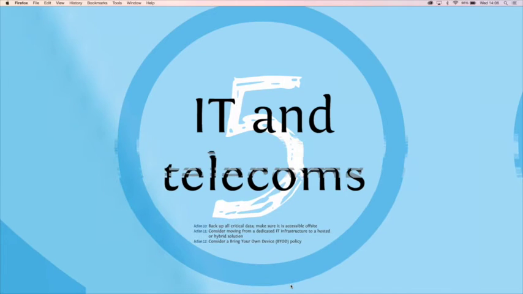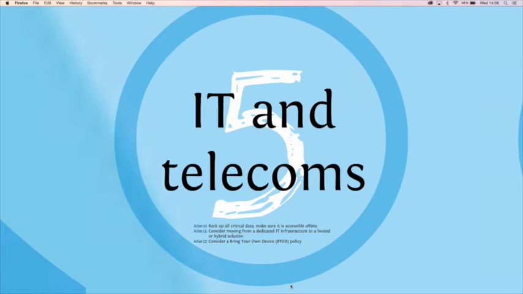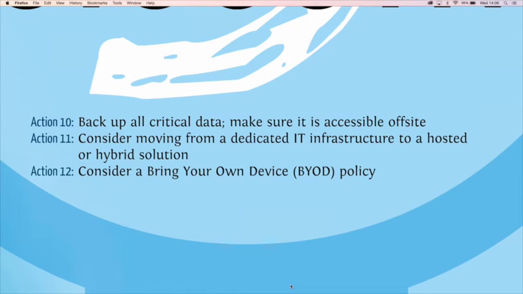5th on the list, and one of Cloud Direct's specialties, is your IT and telecoms. So, IT and telecoms failure is one of the most frequent disruptions experienced by companies, which is why many organizations invest funds and time to help lessen the impact. So, your business needs to do 3 key things to help here. First up, make sure all critical information is backed up and accessible off-site.